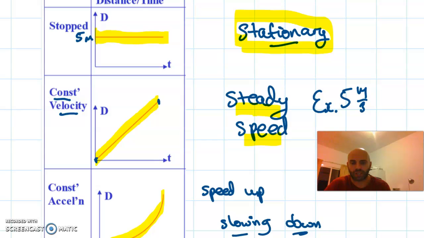Now, like I was saying, this line could also be coming down. And if it was coming down, it might look something like that, okay? And this could be another 5 meters per second, but this time it would be negative because it's coming down, okay? But we'll get more into that later on.